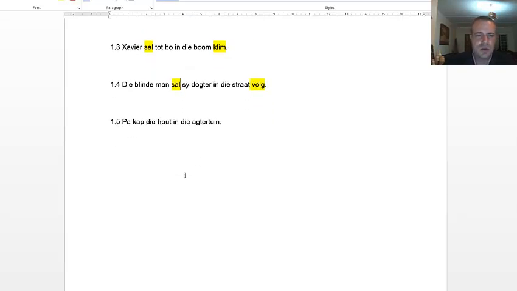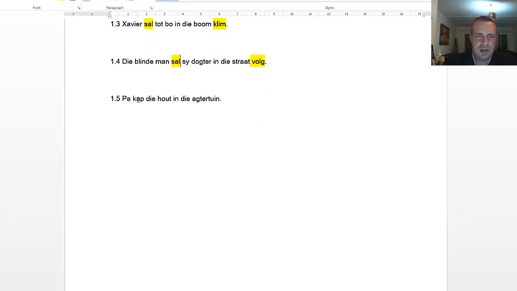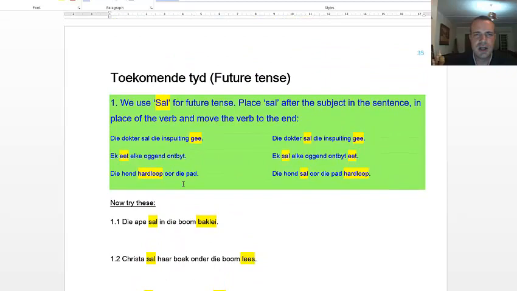Pa kap die hout in die agtertuin. Dad is chopping the wood in the backyard. I hope you're learning some vocab as well, which is critically important. Always learn words and always write them down. So there's your verb, chopping wood. There we go. Pa sal kap. Dad will chop wood. That is the first rule done and dusted.